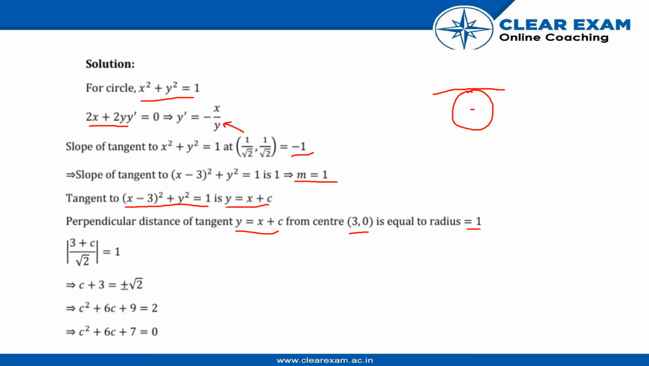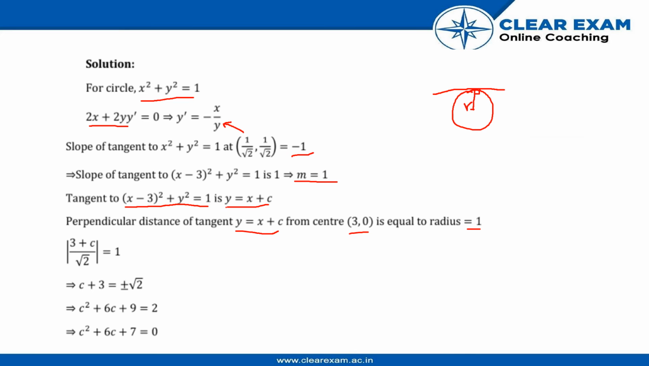So this is the point, and this is the distance between the center and the point. According to the theorem, a tangent is always perpendicular to the radius at the point of contact between the circle and the tangent. So basically the perpendicular distance is the radius of the circle, which is 1 in this case. So putting these values in the equation y equals x plus c, y is 0, x is 3, we get mod of 3 plus c.